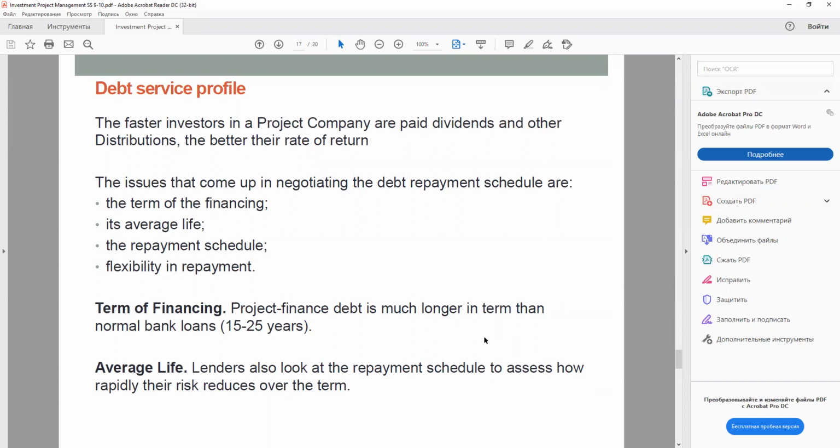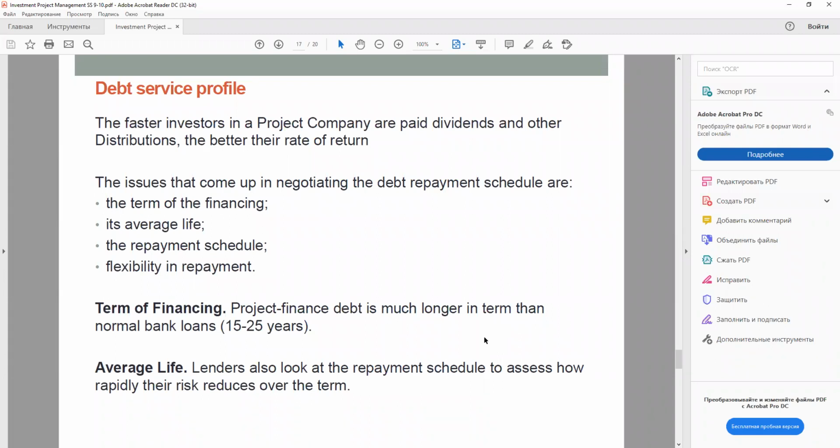In general, project finance debt is much longer in term than normal bank loans. A power project may have a 2 to 3 year drawdown period during construction and then 15 years of repayment, giving the total tenor of debt of 17 to 18 years. An infrastructure project finance may be for 25 years or more. Financing for natural resources and telecommunications projects is usually shorter in term.